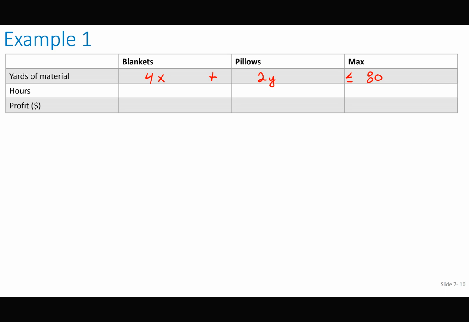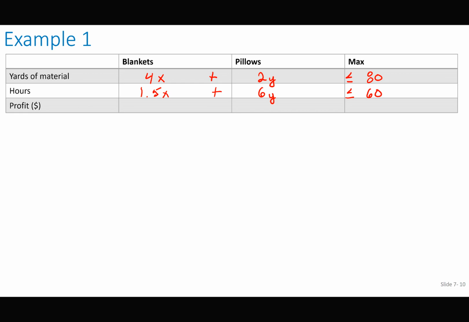Now, the time it takes. For a blanket, it takes 1.5 hours per blanket, so I'm going to say 1.5x. For the pillow, it takes 6 hours, so I'll say 6y. And the amount of time I have to work with is only 60 hours. So these added together have to be less than or equal to 60. All right, so I identified my variables, and these are going to be my constraints that I'm working with.